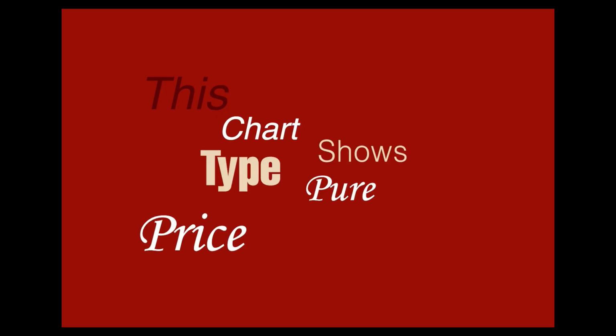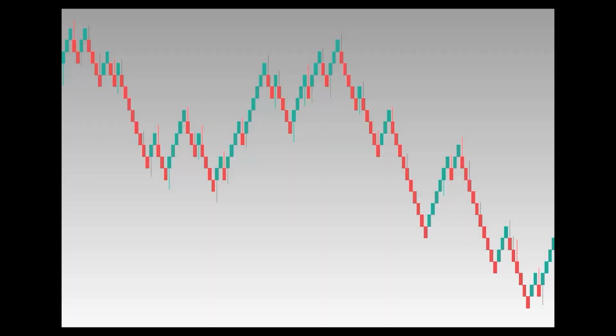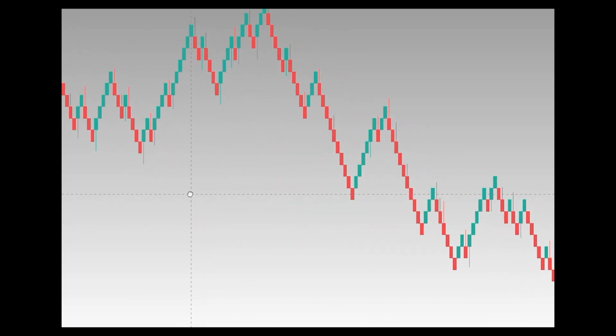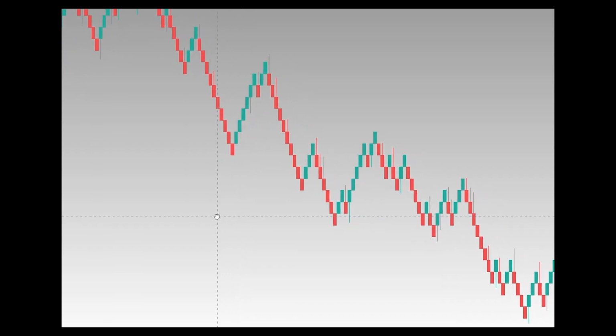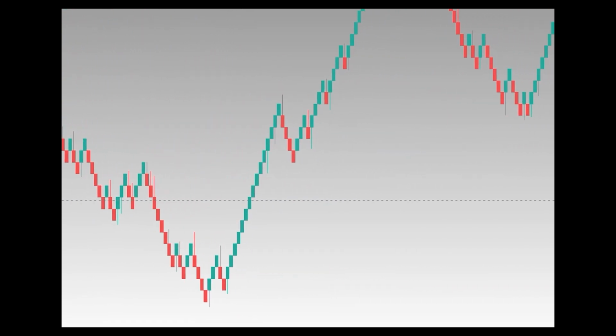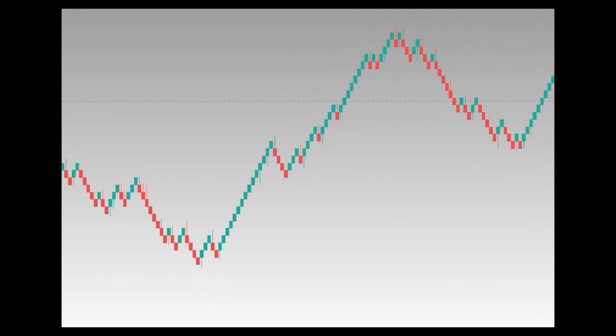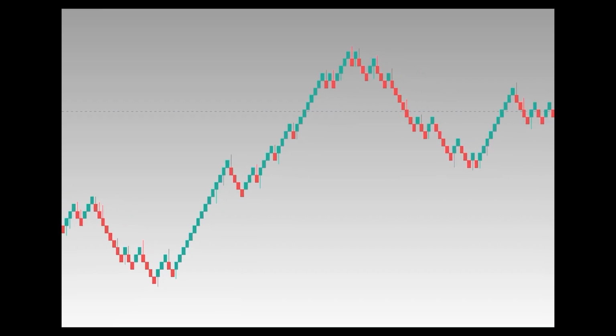Renko chart. This chart type shows pure price movement and most traders don't even know it exists. Renko charts are different because they don't use time like traditional charts. Instead, a new brick is only created when price moves a specific amount. This means small fluctuations are filtered out, making the trend much cleaner.